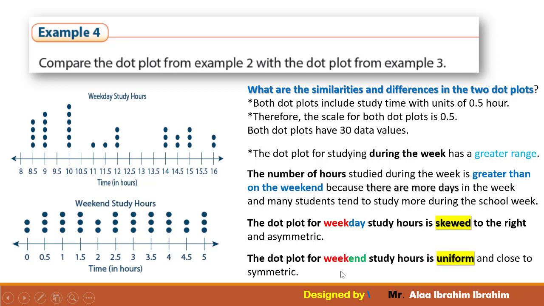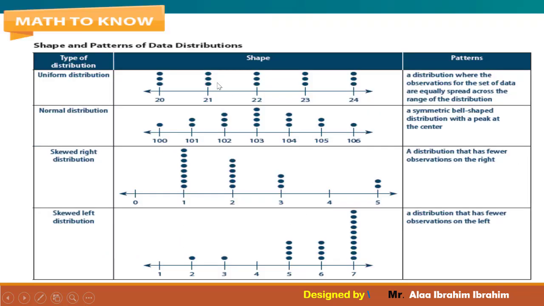The dot plot for weekend study hours is uniform and close to symmetric, because we found they are symmetric. We have three here, and between them it is symmetric, so this looks symmetrical. Now this is the table which collects all the ideas in this lesson.